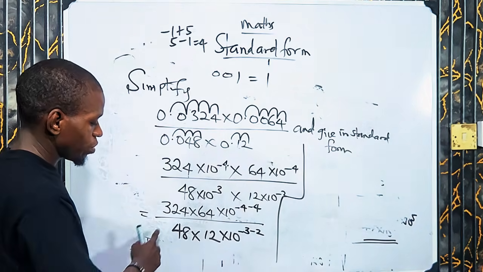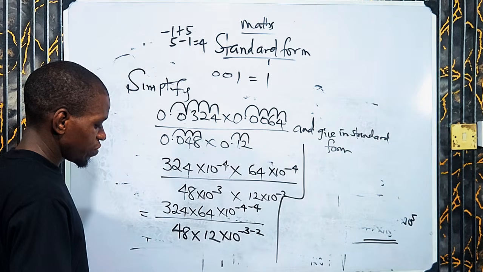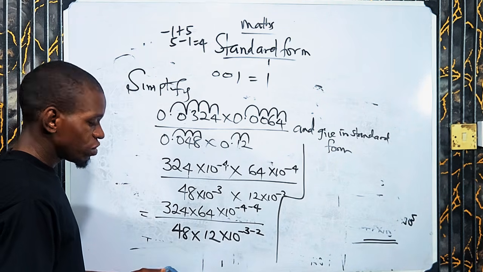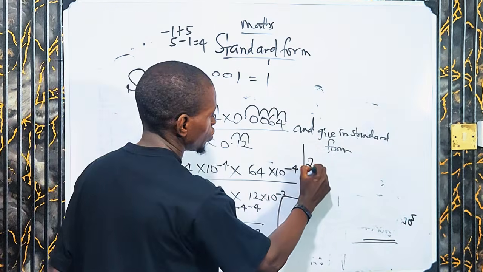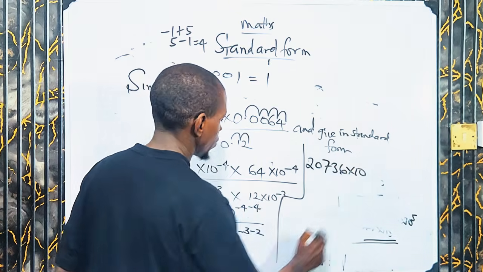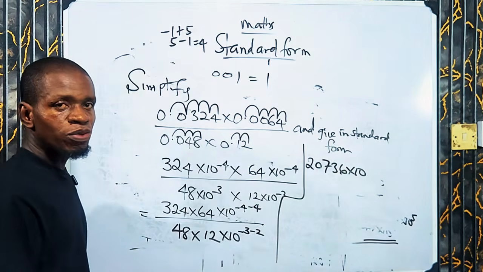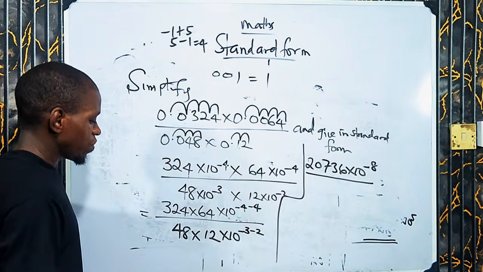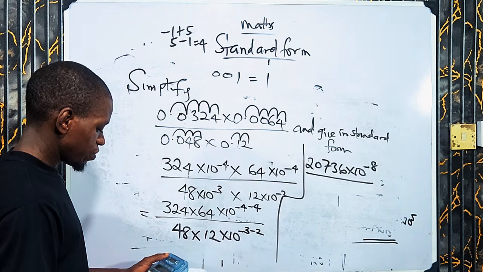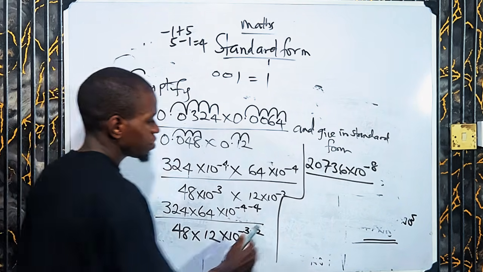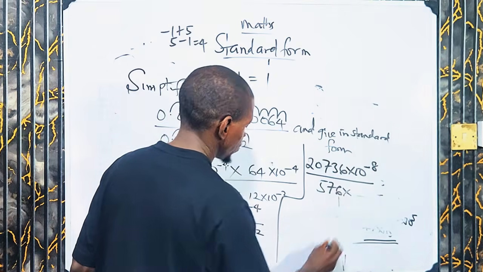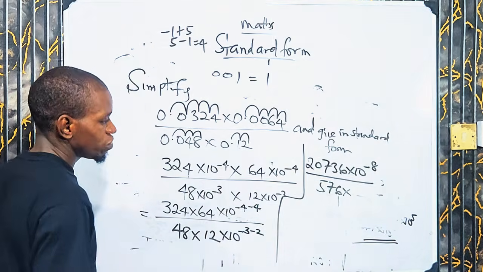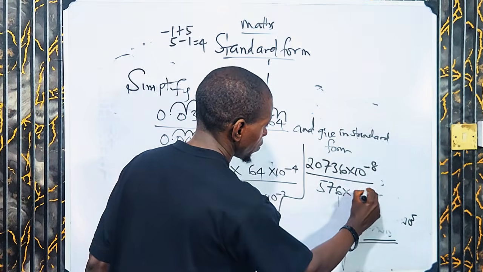If I am to multiply 324 times 64, it is going to give me what? Let's check our calculator. 324 times 64 is going to give me 2736. I have it as 2736 times 10 raised to the power minus 4, which is going to give me what now? Minus 8. I'll just write here minus 8, all over. Then 48 times 12 is going to give me 576. I'll say 576 times what again now? Minus 3 minus 2 is going to give me minus 5. 10 to the power minus 5.